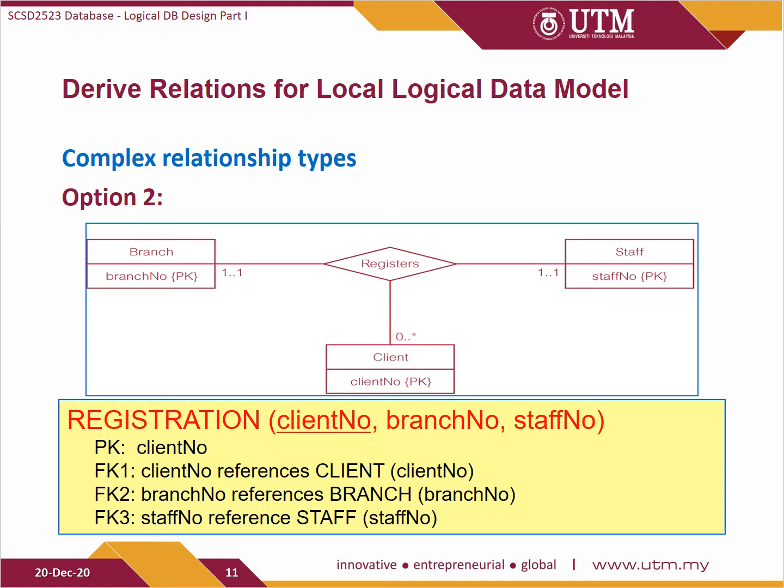Okay, you will have a new entity here called registration with the attributes client node, branch node, and also staff node. Client node is the primary key, and for the foreign keys you have the client node referencing client node, and the second foreign key, branch node, referencing the branch entity with the branch node attribute, and the third foreign key, staff node, referencing the staff entity and the staff node attribute.